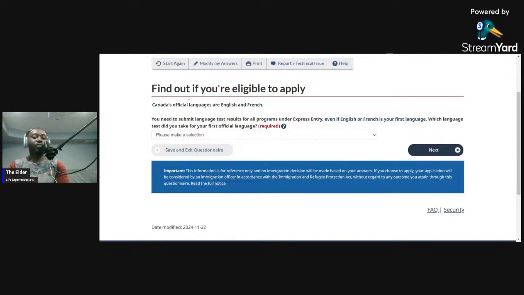So find out if you are eligible to apply. Canada's official languages are English and French. So these are basically the same questions you had to answer when you were going through your CRS score. So you need to submit language results, which I said we have. So I am assuming we've already done the IELTS general test. So we have the results. So we just click yes. We choose IELTS here and then next.